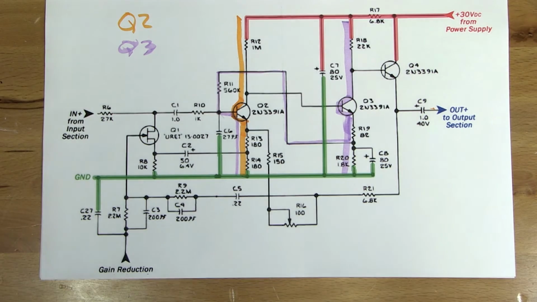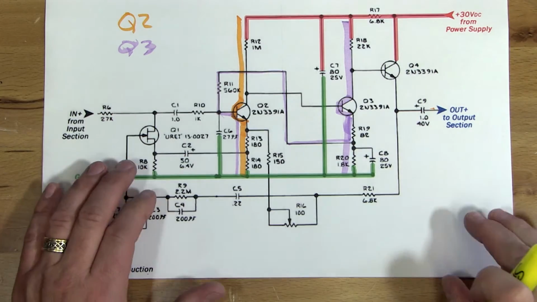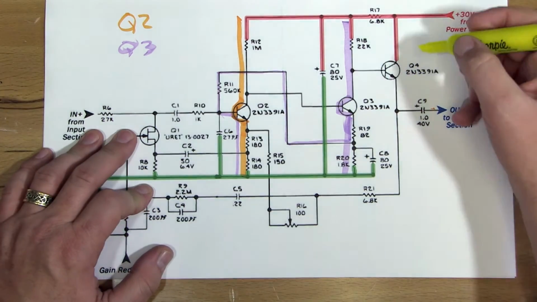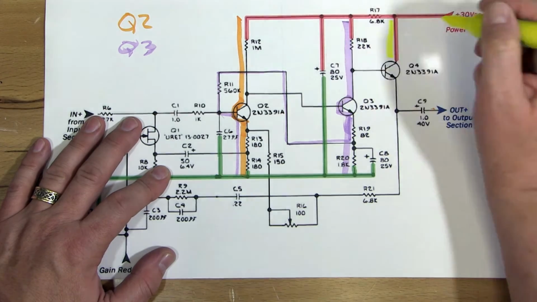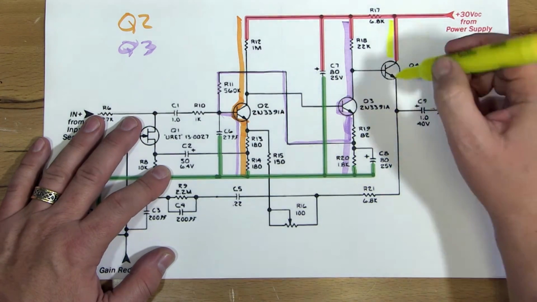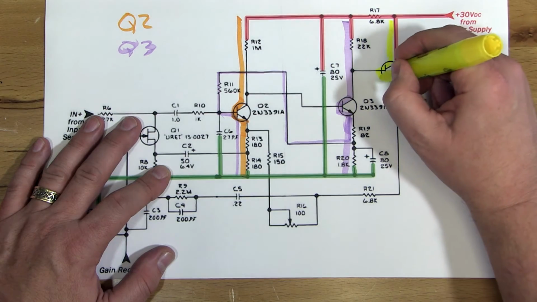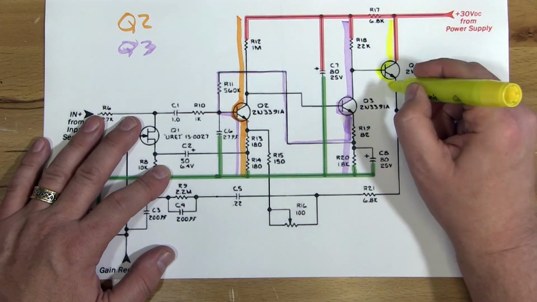So again, these two colors are really useful. Okay, and then now I'm going to use yellow, which doesn't show up very well. We'll see. Hopefully you can see it. So for Q4, again, we come from positive voltage. Now it's a common collector, so there's no resistor there. Through collector to emitter, and then down.